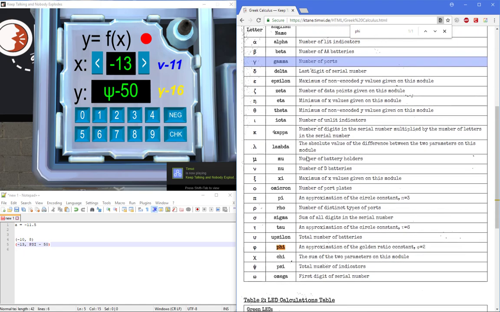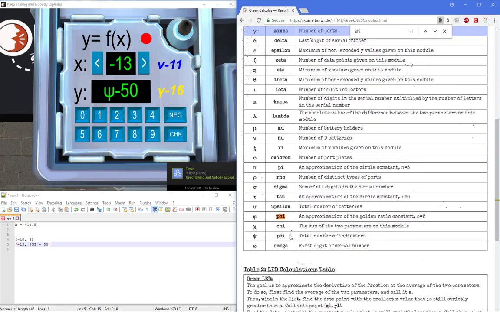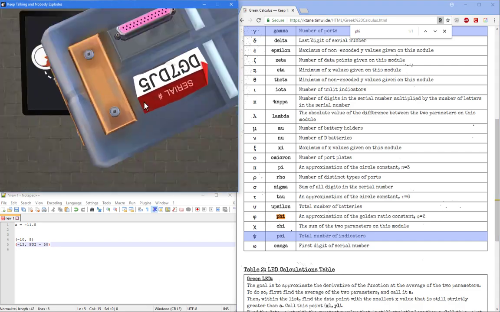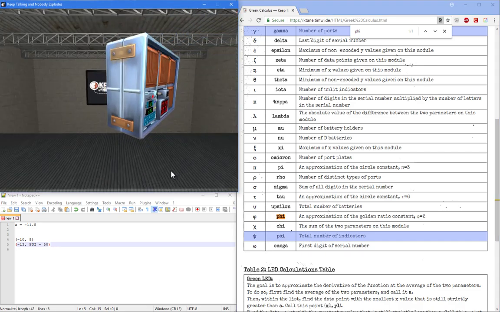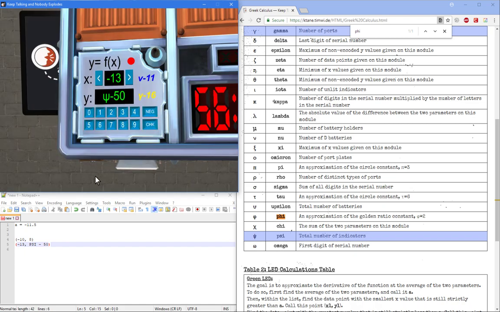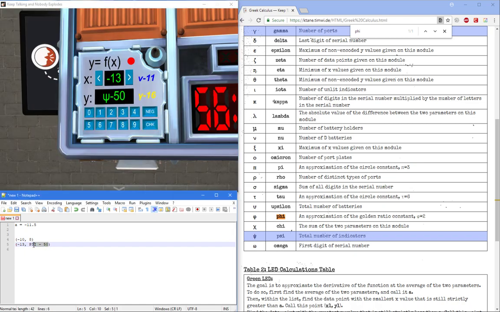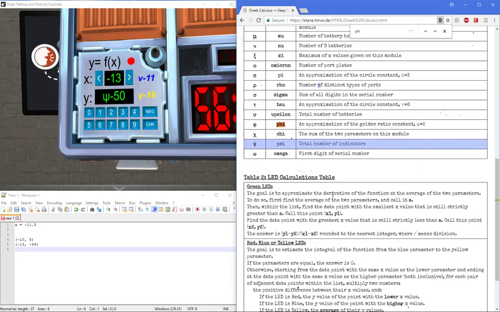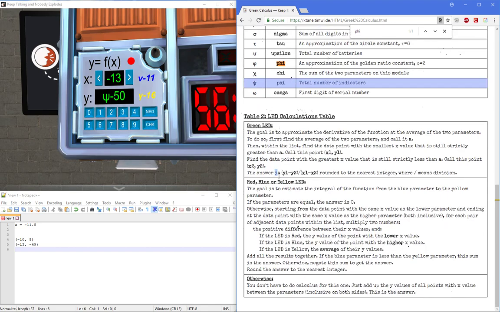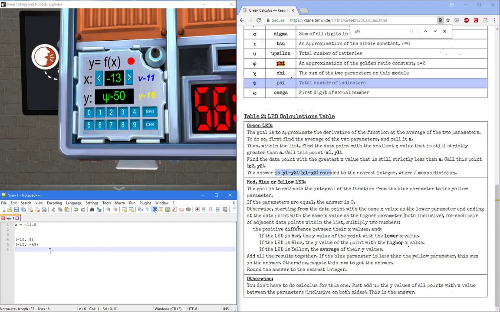So psi minus 15 here. Right here. Total number of indicators. I think I only saw one. Yeah, I think, yeah. So 1 minus 50 is going to be a negative 49. So what we do now is we do this simple calculation of y1 minus y2 divided by x1 minus x2, and you round it to the nearest integer, where this means division, of course.